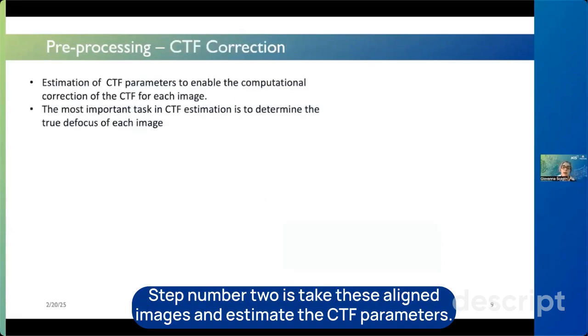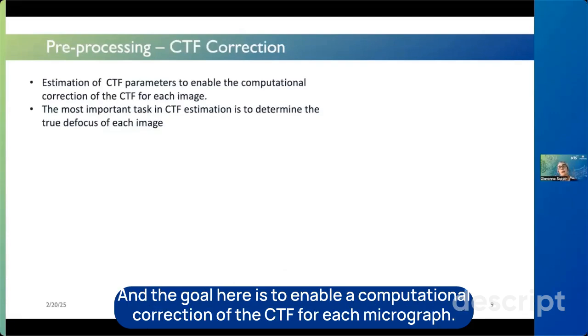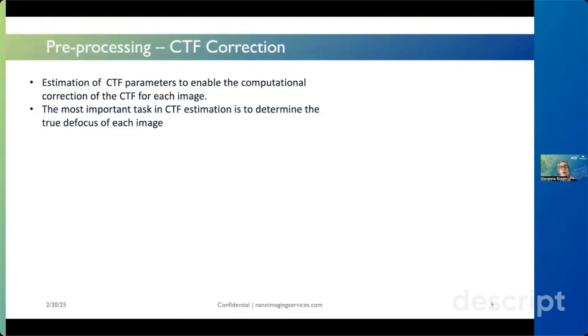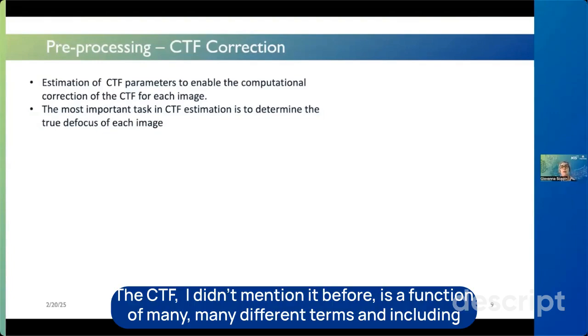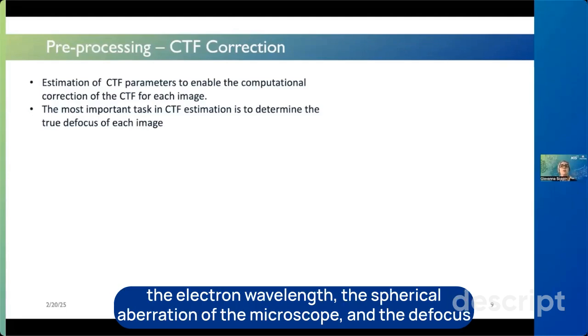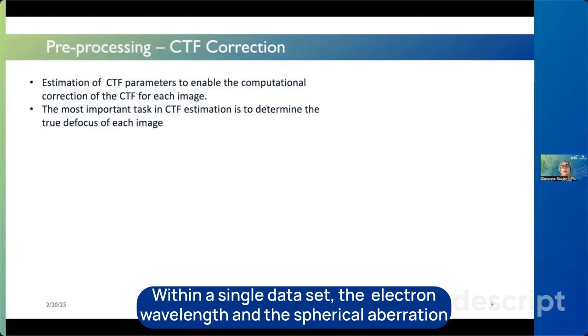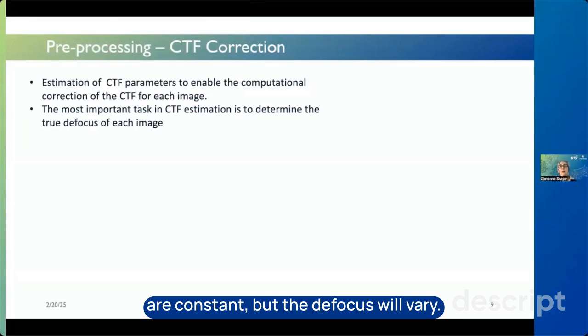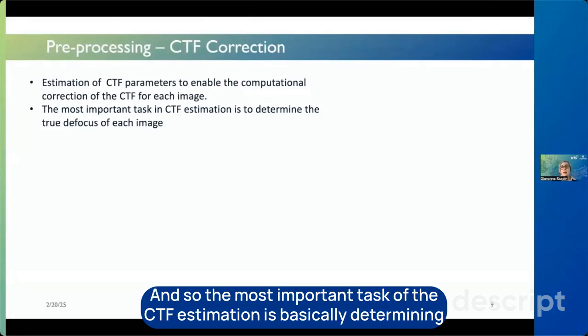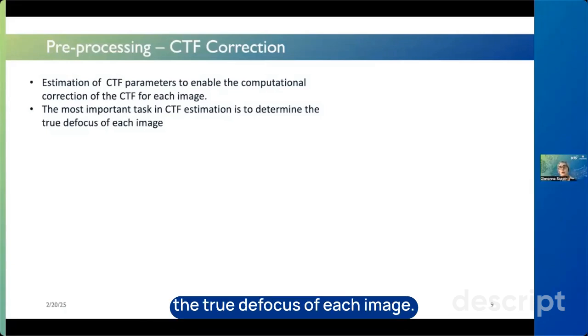Step number two is to take these aligned images and estimate the CTF parameters. The goal here is to enable a computational correction of the CTF for each micrograph. The CTF, I didn't mention it before, is a function of many different terms, including the electron wavelength, the spherical aberration of the microscope, and the defocus that we set at image collection. Within a single data set, the electron wavelength and the spherical aberration are constant, but the defocus will vary. And so the most important task of the CTF estimation is basically determining the true defocus of each image.